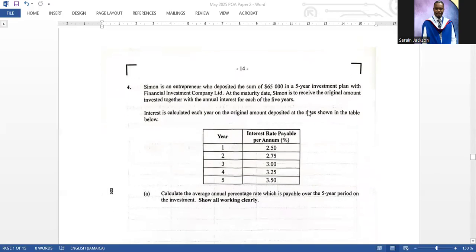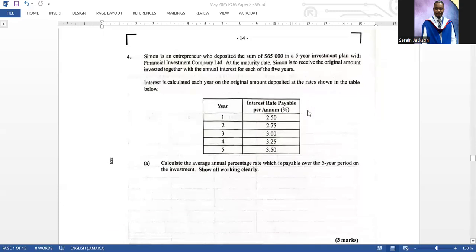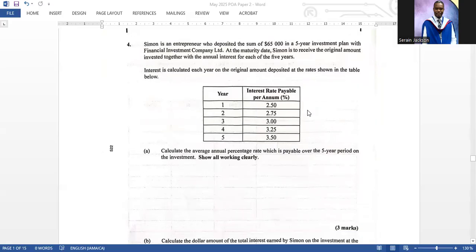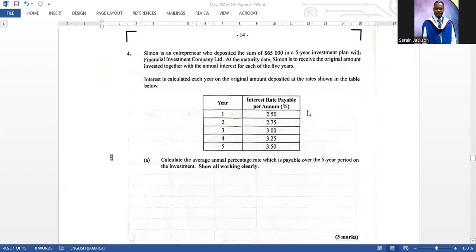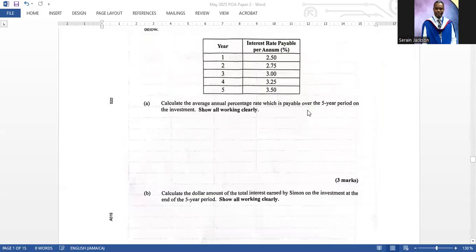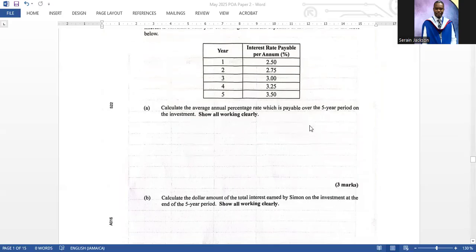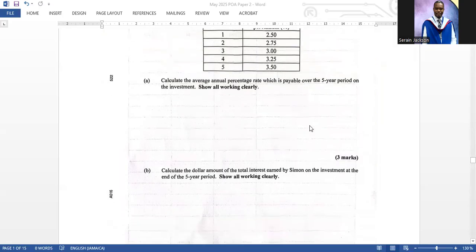All right, number 4. It's talking about an entrepreneur who made an investment and they're asking you to calculate the percentage rate per year. Looking at it, this would not be difficult if you're a math student. They're asking you to calculate the average percentage rate. So you would just basically add up all of these and divide it by 5 to get the average percentage rate. So for a math student, that would not be difficult.